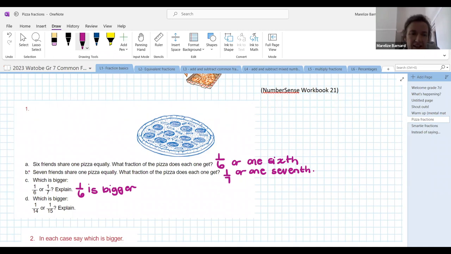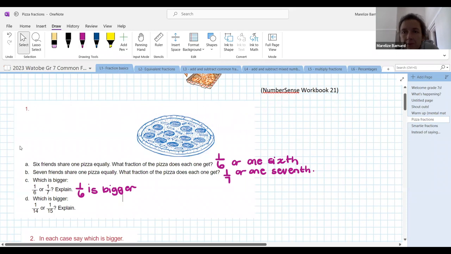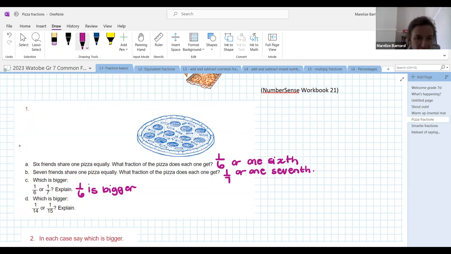Yes, 1/6 is bigger. Okay, good. Now I think use that same thinking to figure out. Remember, we said if there are fewer people, so if you're only six people, you get a bigger slice than when you are seven people. So now think about 1/14 and 1/15. Which is bigger, a 14th or a 15th? A 14th, that's right. Okay, good. A 14th is bigger.